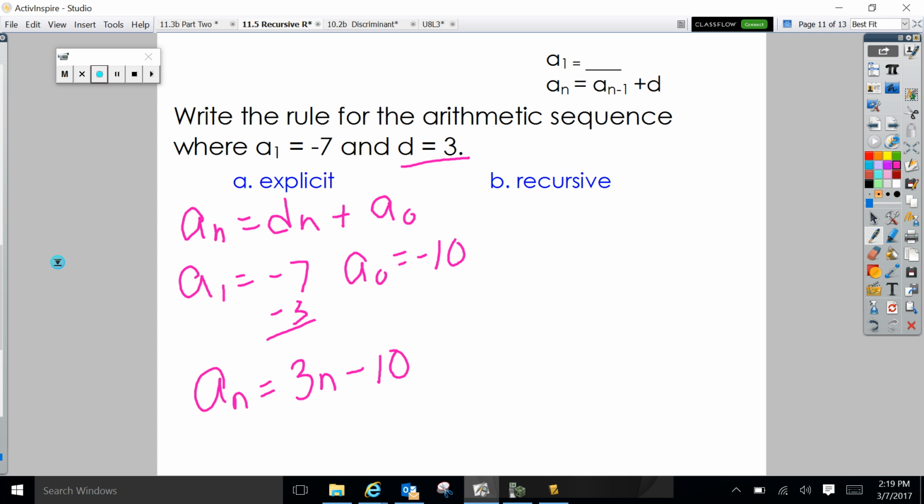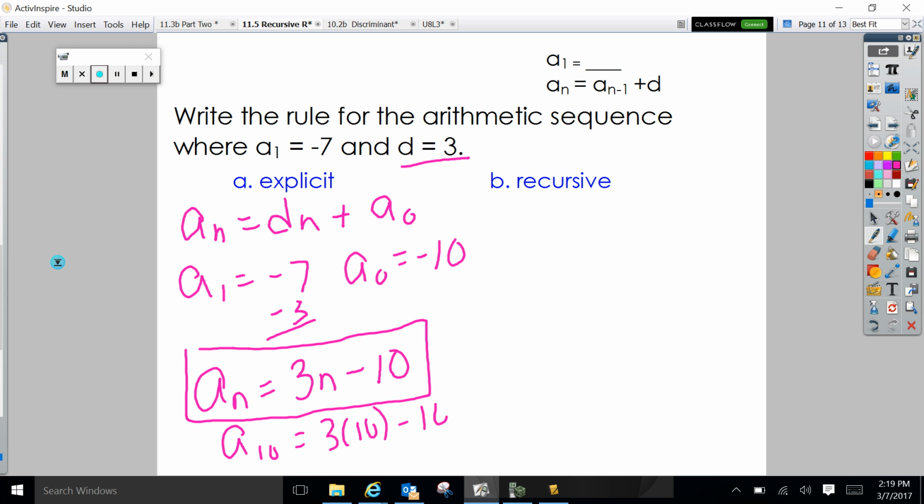Again, this works for any term. So if I wanted to find the 10th term in this sequence, I could just find it. 3 times 10 minus 10, it'd be 30 minus 10, which is 20. The 10th term in that sequence is 20.